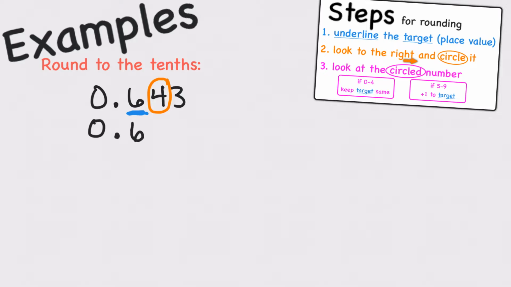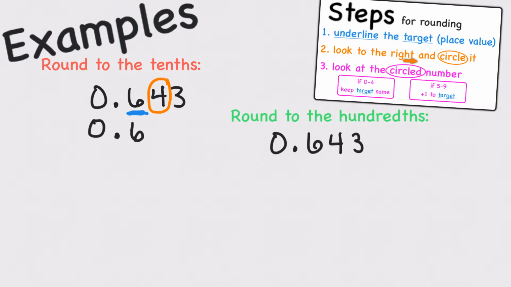For our next example, we'll use that exact same number. And again, make sure you're writing these on your paper as well. But this time we'll round to the hundredths place. So step 1 says underline the target, which is the place value we're looking for. So in this case, the hundredths. So in my number, I have the tenths, hundredths. So this time I need to underline the 4 since I'm rounding to the hundredths place. So underline the 4. Then I'm going to look to the right and circle it. So I was at the 4, now I'm going to look to the right and circle it. So this time I'm going to circle the 3.